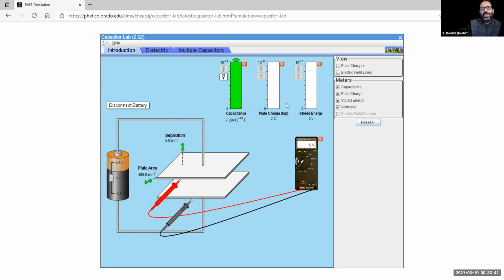Okay, so we have 0 voltage, 0 charge, 0 stored energy, and the capacitance should not change. I can measure what this one is because I know exactly it has no material between it, so it should be epsilon naught times this area. Make sure the area is in meters squared though, because right now it's in millimeters squared.